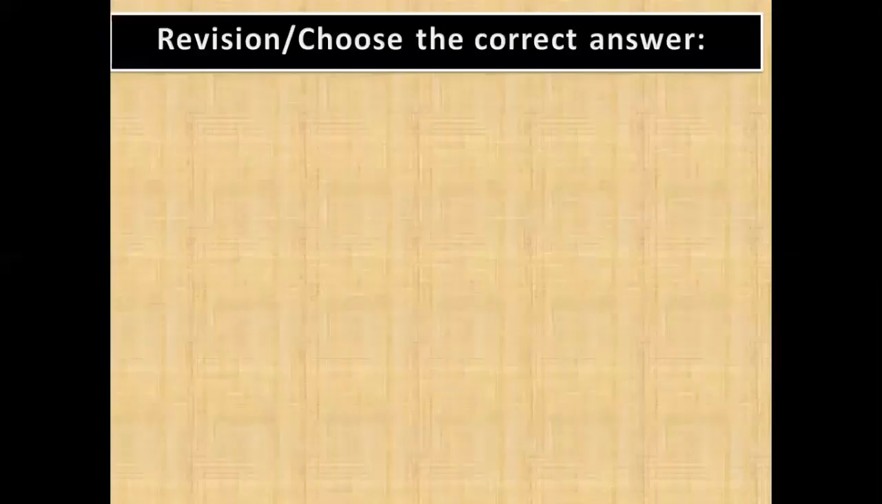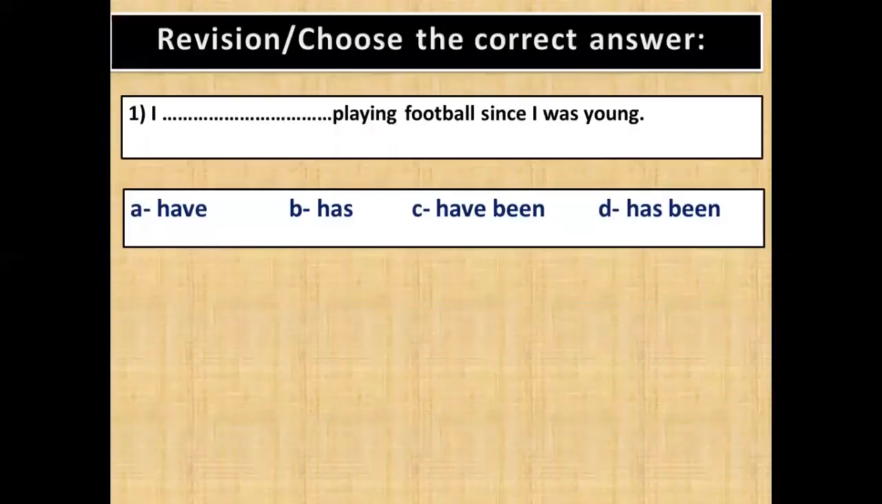So choose the correct answer. Number 1, I space playing football since I was young. Have, has, have been, has been. Which one here? There is the verb playing. The verb playing here ends with ing. So I will choose have been playing football since I was young because it will be present perfect progressive.